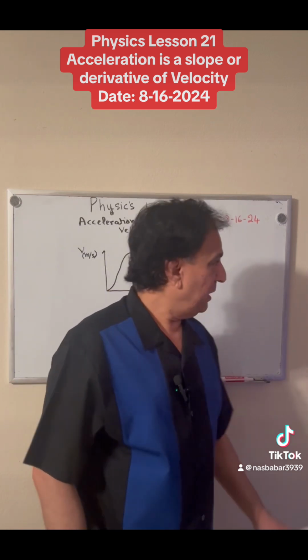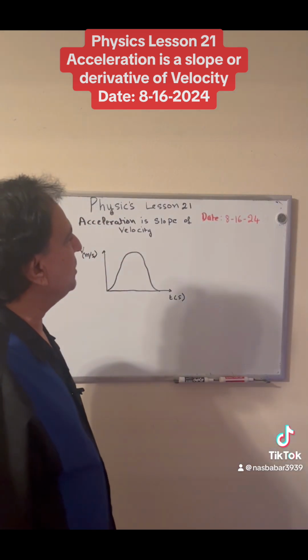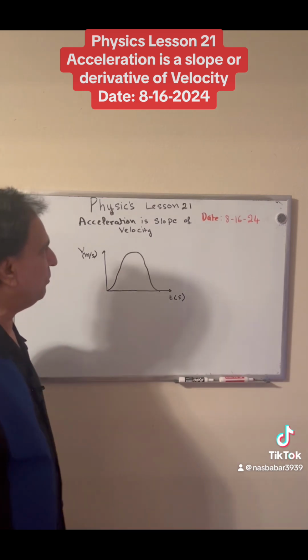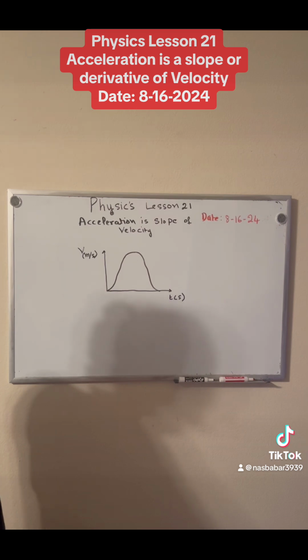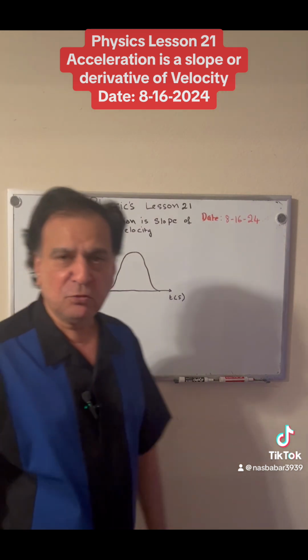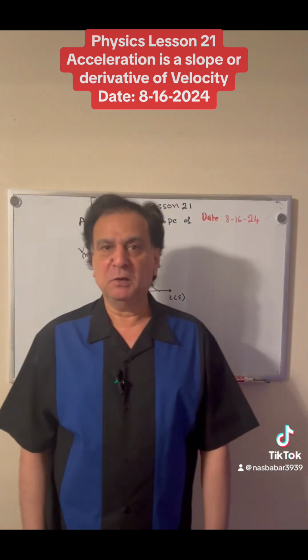But anyways, the date today is 8/16/24 and this is physics lesson number 21, and we're going to discuss and show you that acceleration is the slope of velocity in a graphical manner.